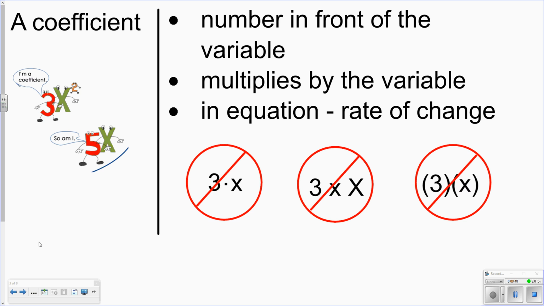A coefficient is the number in front of the variable, and we multiply the number times the letter. So in an equation, that number in front of the x is our rate of change. When we take a number times a variable, we never put a dot in between. We never put a multiplication symbol in between, and we don't even put parentheses around it. If we want to indicate it's 3 times x, we just write 3x.